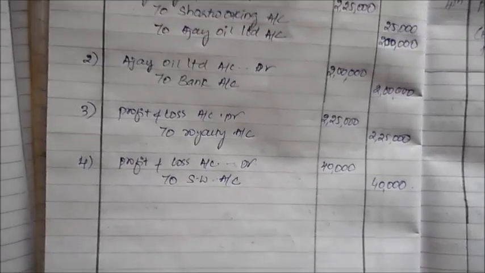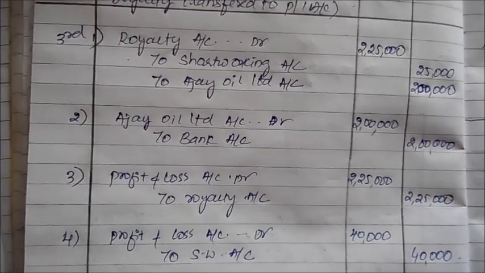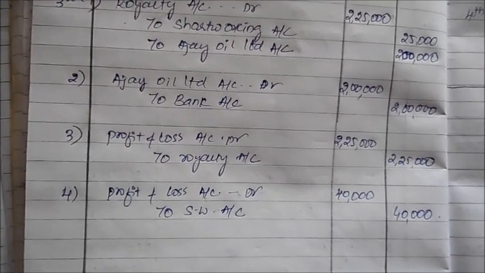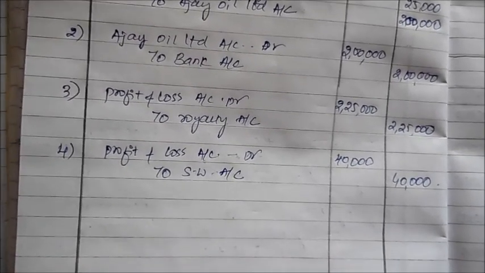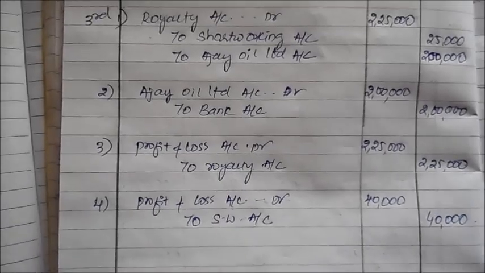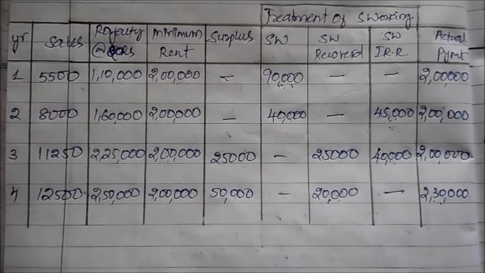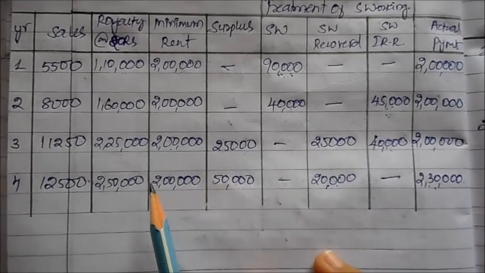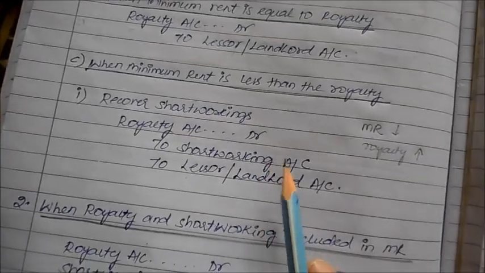Okay. First entry, whatever royalty is payable. Second one, whatever is paid. Third one, royalty transferred to P&L. Then short working, irrecovered, transferred to P&L account. Okay. So last and the final journal entry for the fourth year. So we are going to record for when royalty is more than the minimum rent. Okay, or if I say minimum rent is less than the royalty, everything is the same. Correct? So here it is.